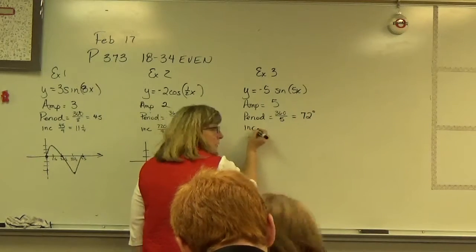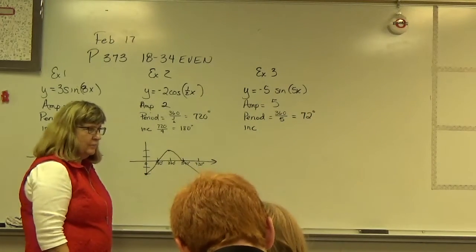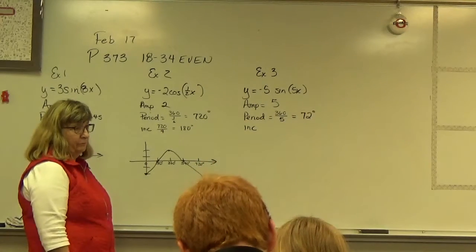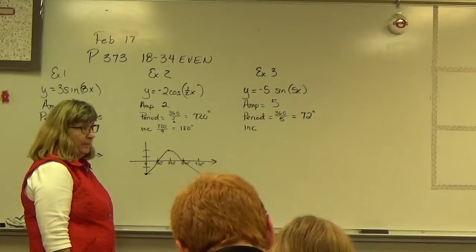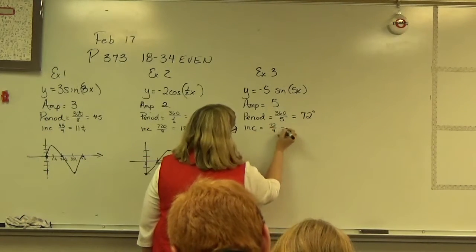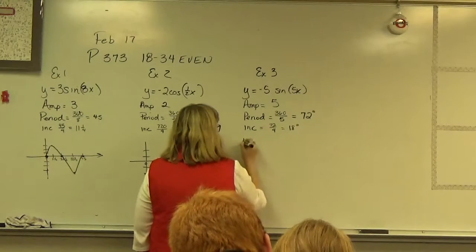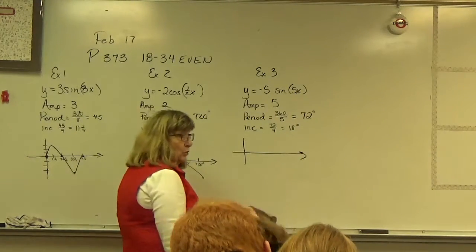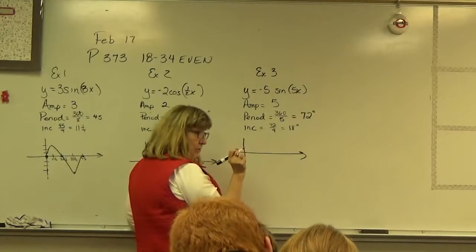Okay, increments. I think, is it Dalton, is that right? Did I remember it? Yeah. Okay, Dalton, what would be my increments? So it'd be 72 divided by 4. Good, 18. That means, Mason, we're going by increments of 18 starting at 0, right?